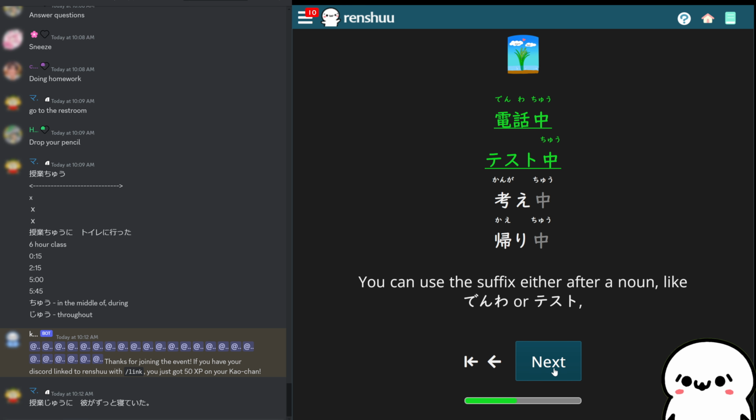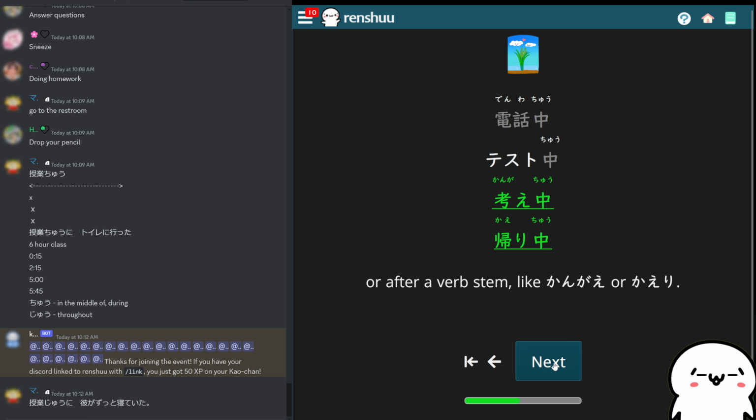Denwachu refers to someone that's in the middle of a phone call. Testochu, it's someone that's taking a test. You can use it with verbs as well. You can have these verb stems and say kangaichu.